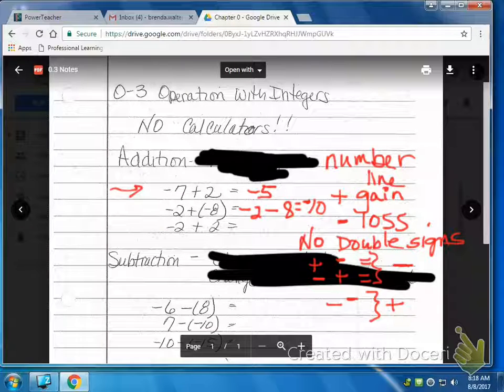-2 plus 2. So I'm in the hole 2 and I gain 2. Where would I end up? 0. You can think of it as money. You can think of it as that number line, gains and losses. You can think of it as football if you really want. But it's gains and losses. Okay, does everybody have that in red written down?